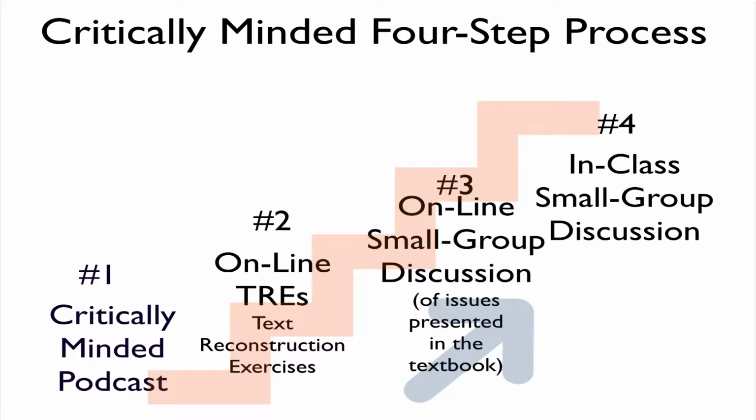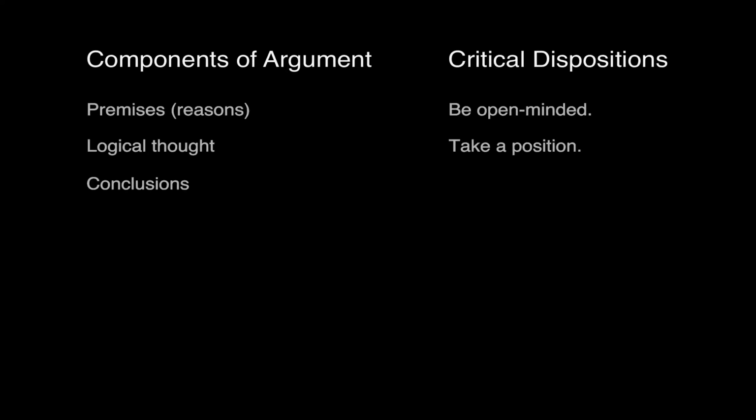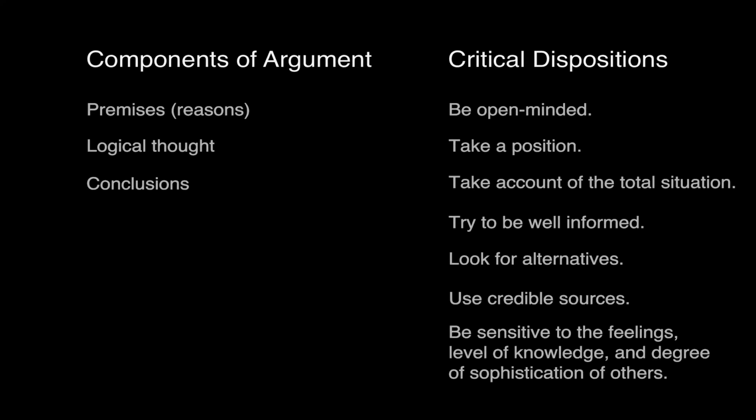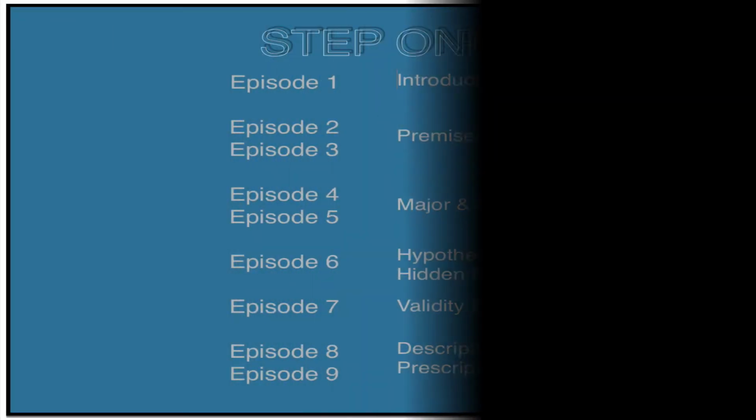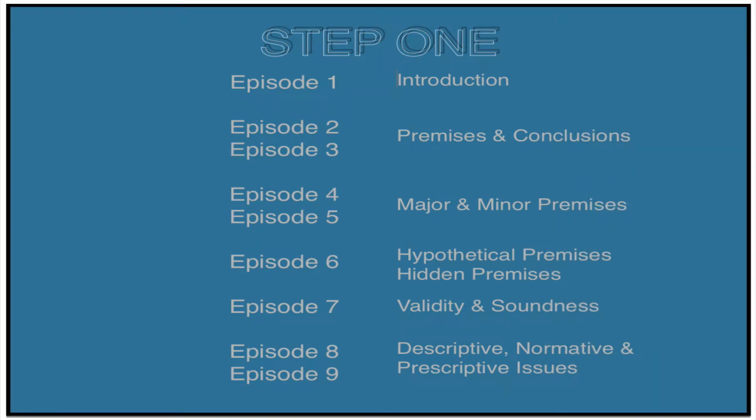Critical thinking instruction may be divided into 2 categories: explicit instruction in the components of argument and the critical dispositions or attitudes. The podcast is essentially a 9-episode limited-run series and covers 6 main subjects using a 2-part structure. Each of the podcasts focuses on a specific building block of argumentative organization.